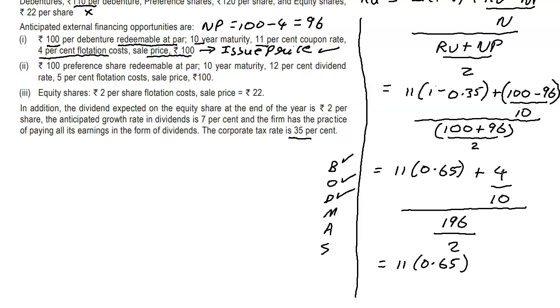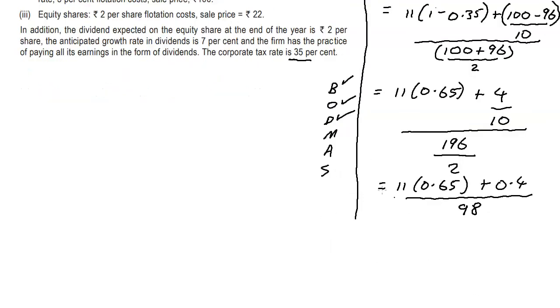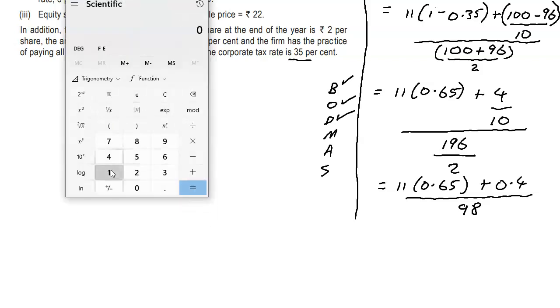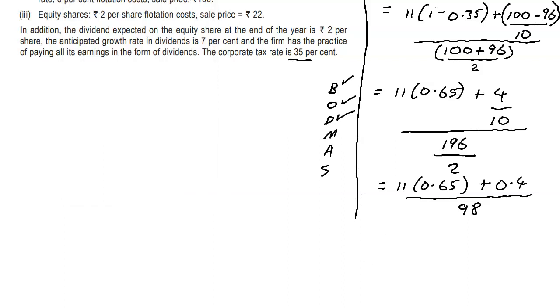I'm going step by step. Okay, 4 upon 10 is going to give me 0.4, and 196 upon 2 is going to give me 98. Okay, solving further. 11 into 0.65, do it on the calculator. We have 11 into 0.65, which gives me 7.15, which now looks after one part of the multiplication.